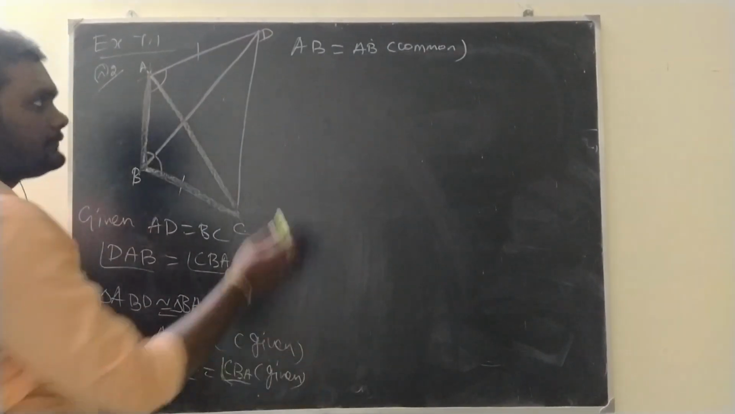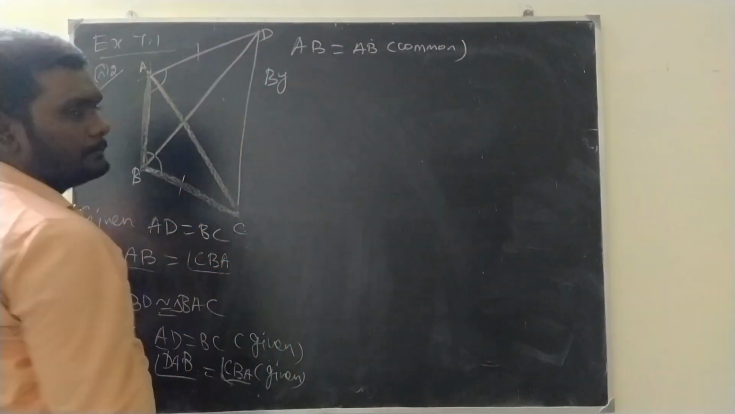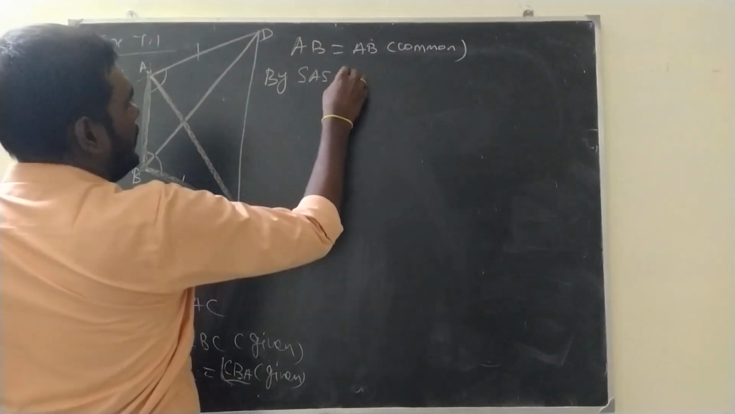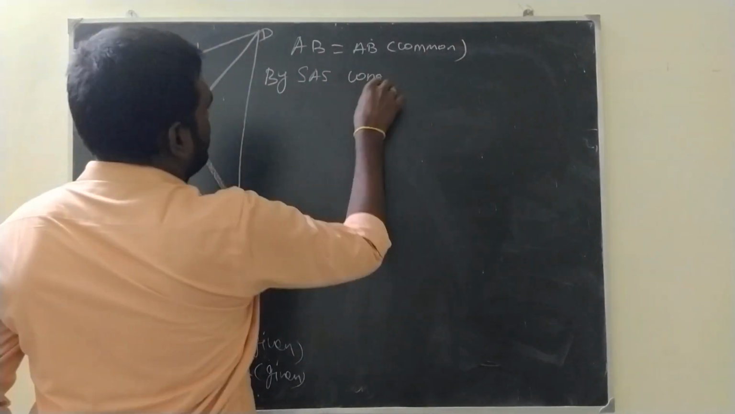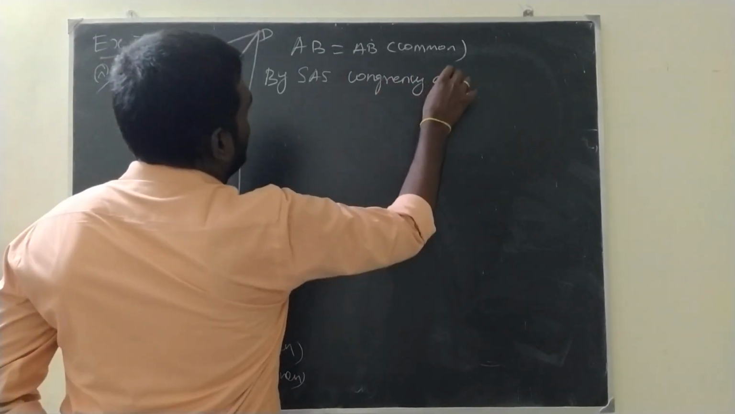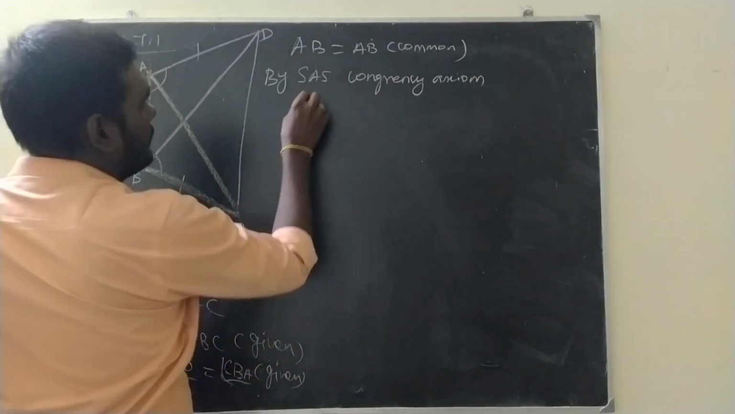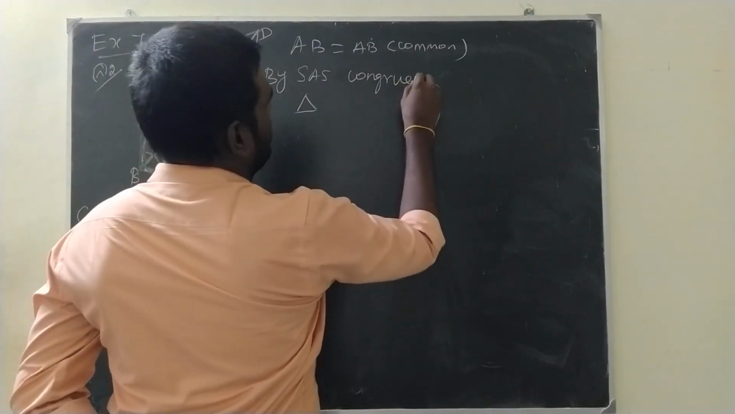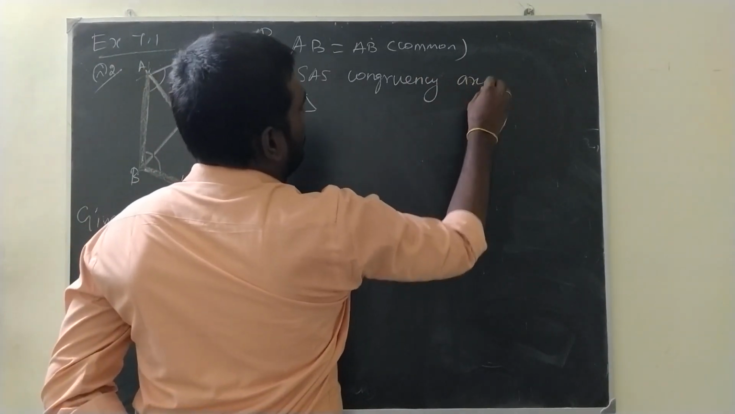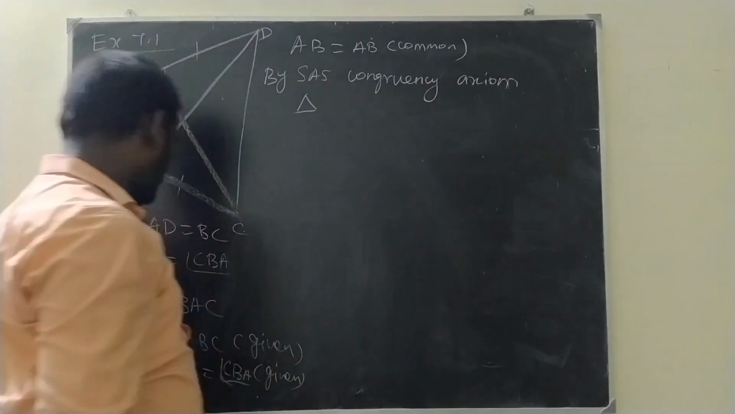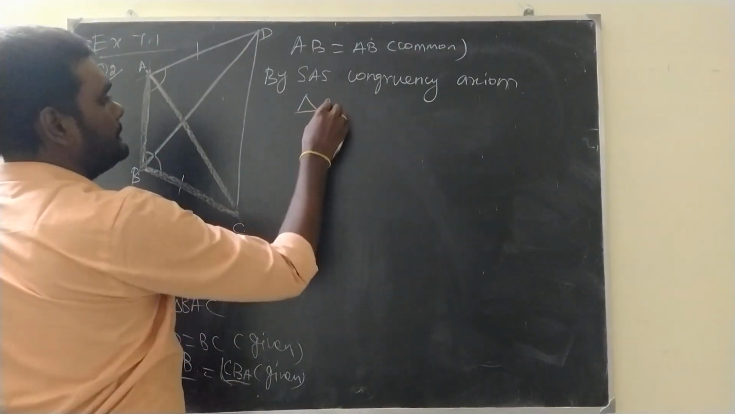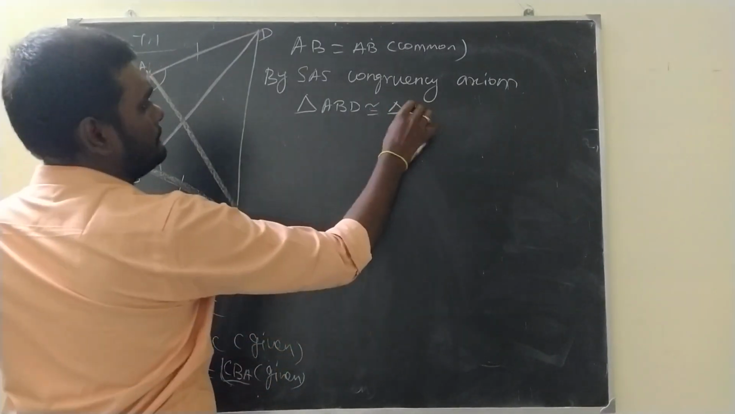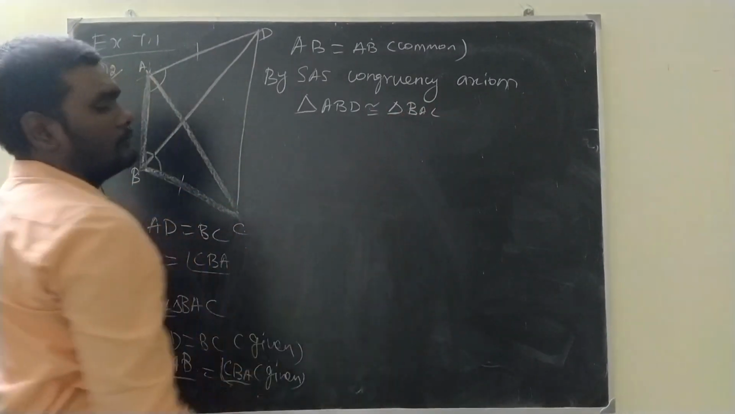So, therefore, by what congruency? SAS congruency axiom. Why am I always writing the wrong spelling for congruency? Congruency axiom. This triangle ABD is congruent to triangle BAC. Okay.